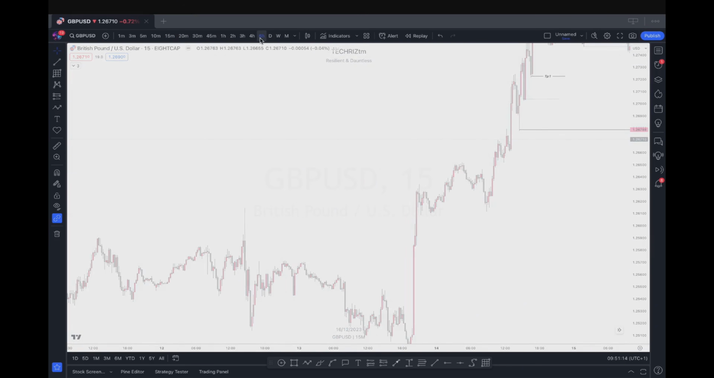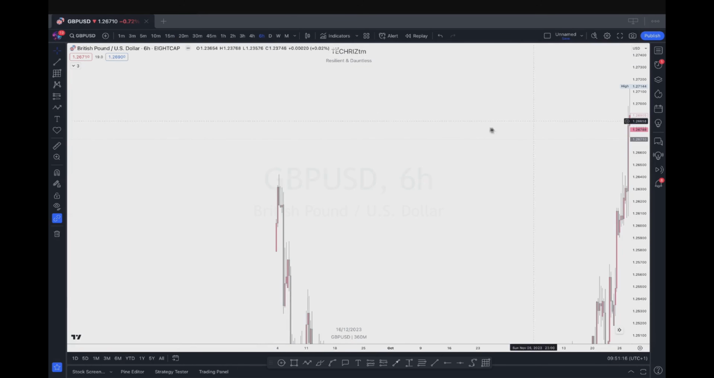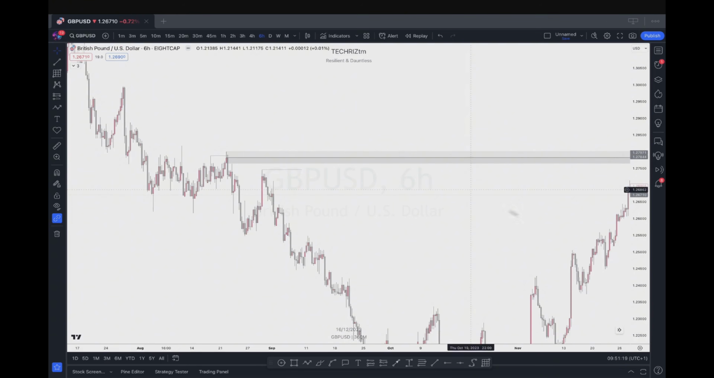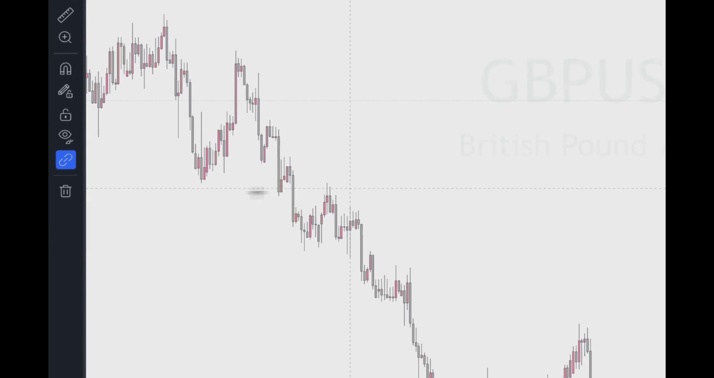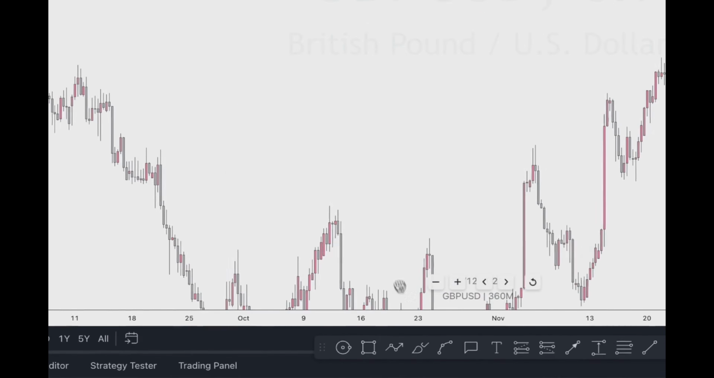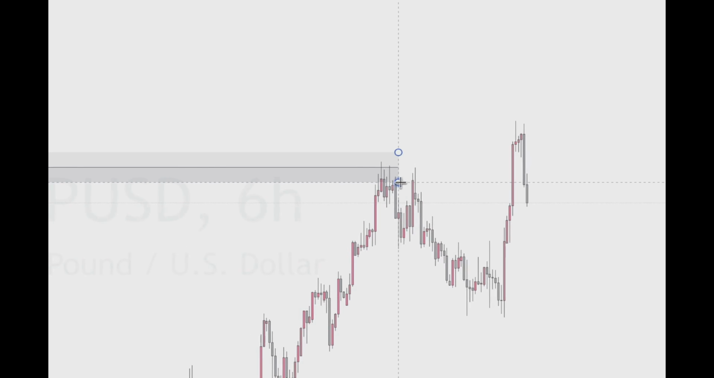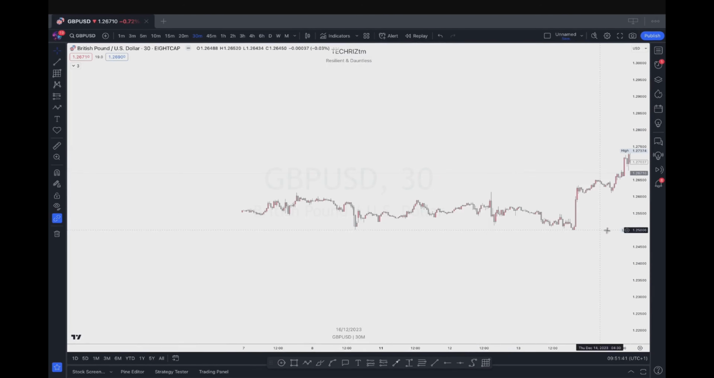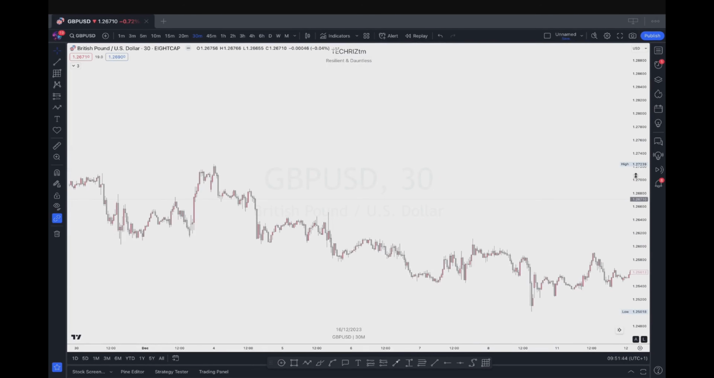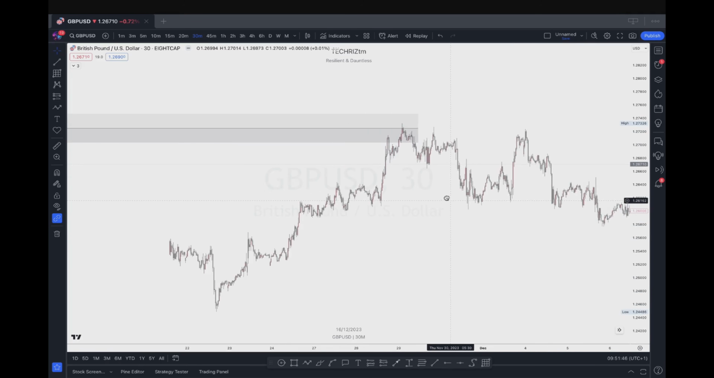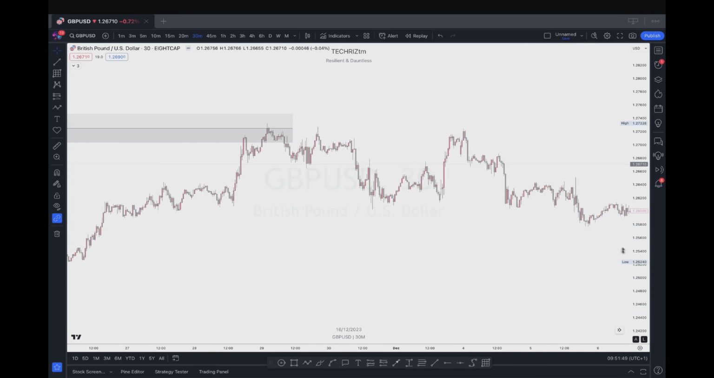So we head back up again to the higher time frame, the 6-hour, and let's just clear all of this. I can see that price did the same thing here. Price reacted on this order block before the counter trend played out. Coming down to the lower time frame, the M30, we can see a very clean trade.